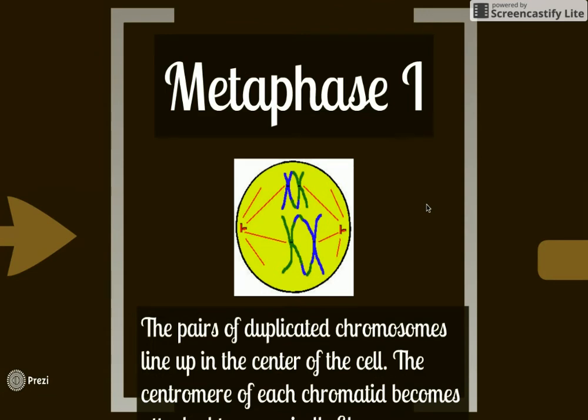Then comes metaphase 1, where the pairs of duplicated chromosomes line up in the center of the cell. The centromere of each chromatid becomes attached to one spindle fiber. Is this sounding familiar? What do you notice about meiosis, though? Do you see how there are two pairs of chromosomes on each side, rather than just one in the very middle? This is the difference between meiosis and mitosis.